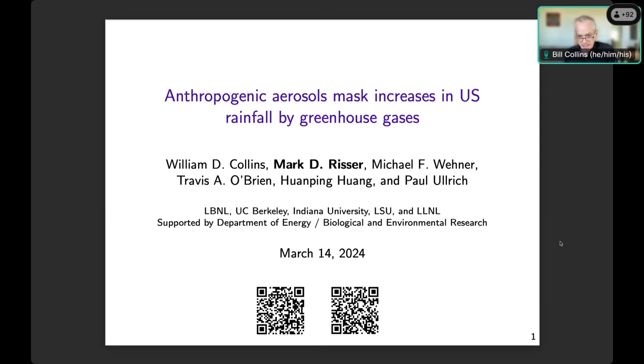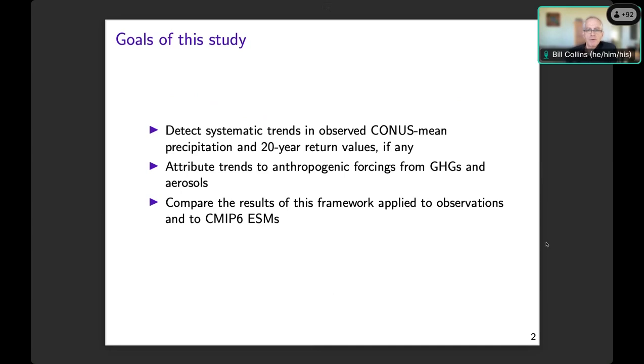Next slide, please. So our goals are to understand the systematic trends in the continental United States mean and extreme precipitation, if any. It was evident in the sixth IPCC report that there was relatively low confidence and mixed evidence about trends in precipitation over the United States, despite the fact that the United States, as well as Europe, have two of the densest networks of ground-based rainfall measurements on Earth, and ours runs back to the late 19th century, and yet it's been difficult to ascertain trends in it, and I'll show you why. To attribute trends to anthropogenic forcings from greenhouse gases and aerosols, and lastly, to ask how well do models do compared to the observations. Next slide.